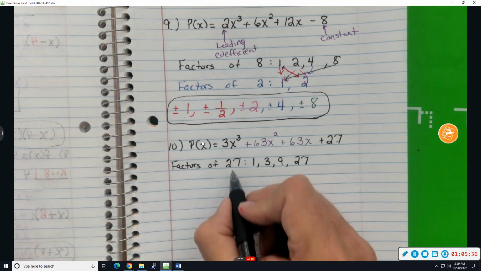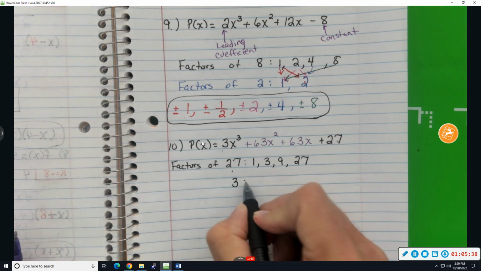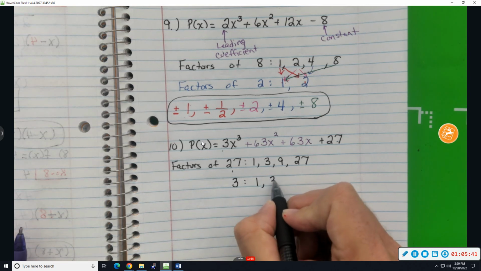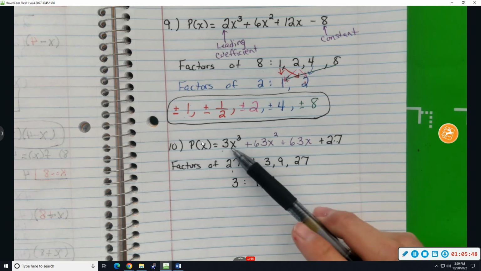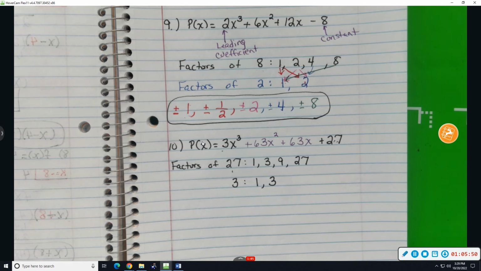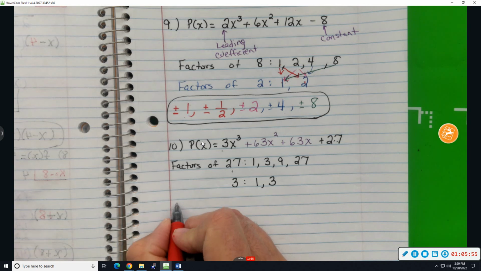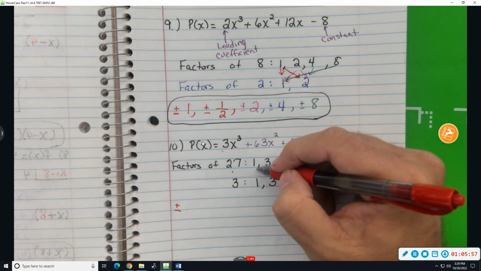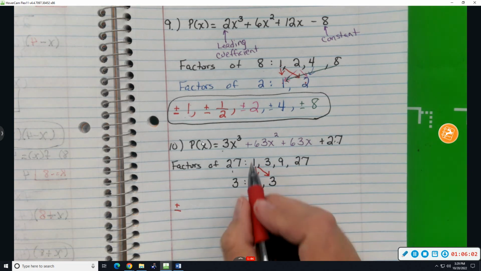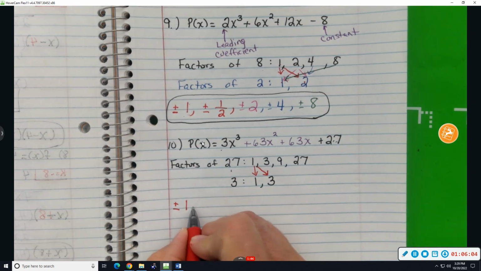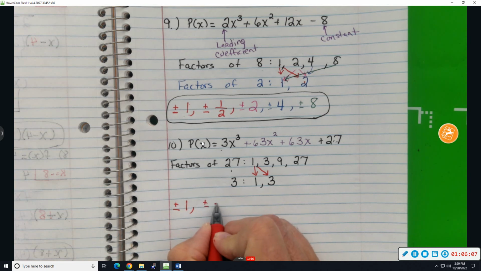And the factors of 3 are just 1 and 3. So you look at the factors of the constant term, then look at the factors of the leading coefficient, and then you start making the plus-minus fractions. Plus or minus 1/1, which I'll just write as 1. Then 1/3.